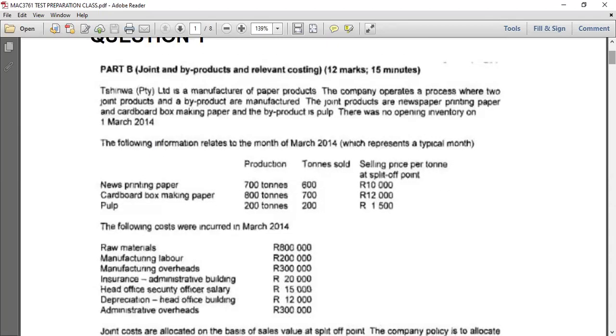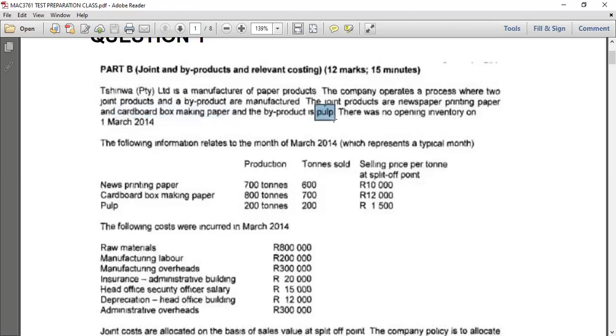Shinwa Private Limited is a manufacturer of paper products. The company operates a process where 2 joint products and a byproduct are manufactured. So there are 2 joint products and a byproduct. The joint products are newspaper printing paper and cardboard box making paper. These are the main products, which are the reason for us undertaking the production process. And then there's a byproduct, which is pulp. Pulp is the byproduct.